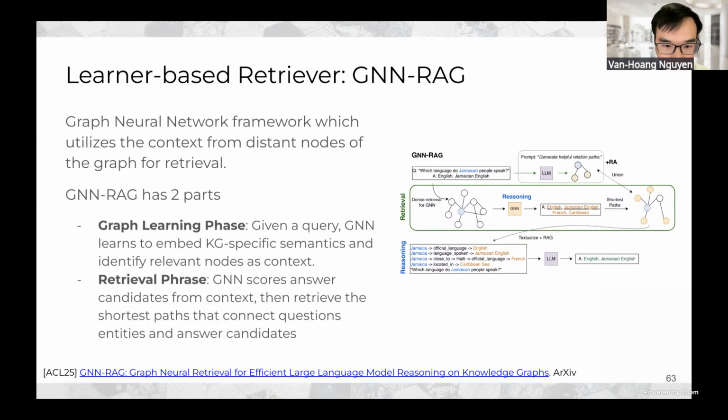So this GNN-RAG has two parts. The graph learning phase: given a query, the GNN will learn to embed the KG-specific semantics and identify the relevant nodes as context. And then it also has a retrieval phase: the GNN will score the answer candidates from the context and then retrieve the shortest paths that connect the question entities and the answer candidates.